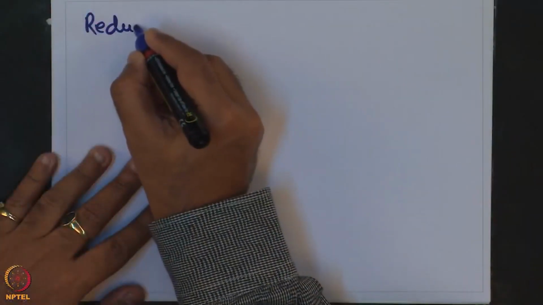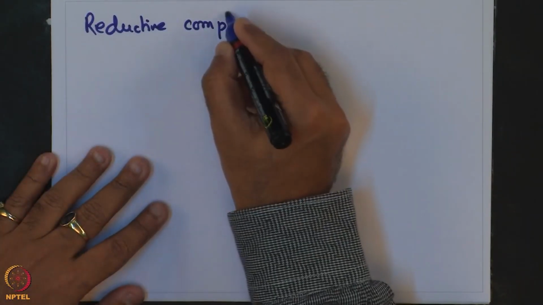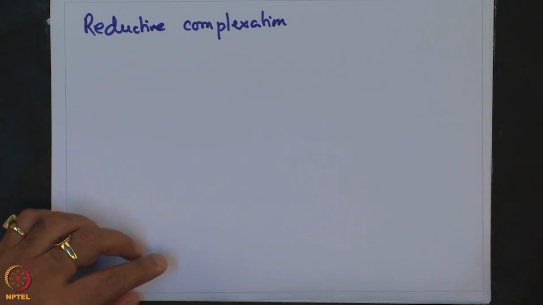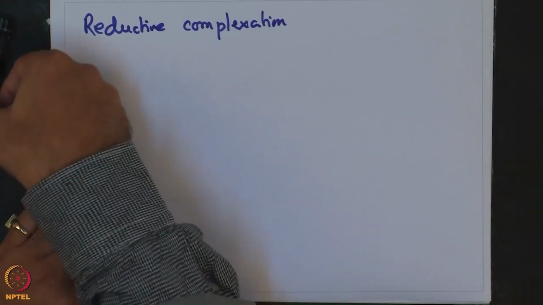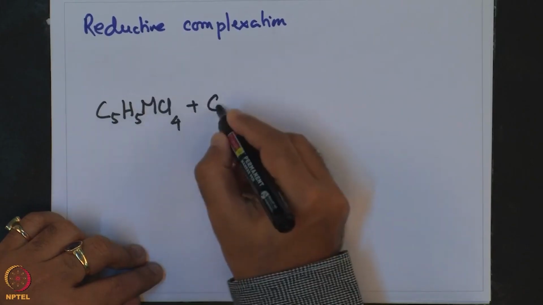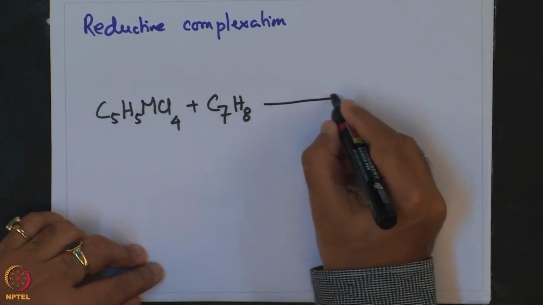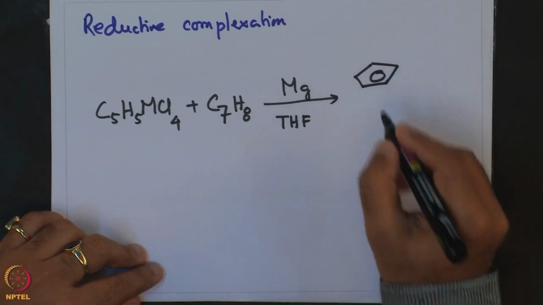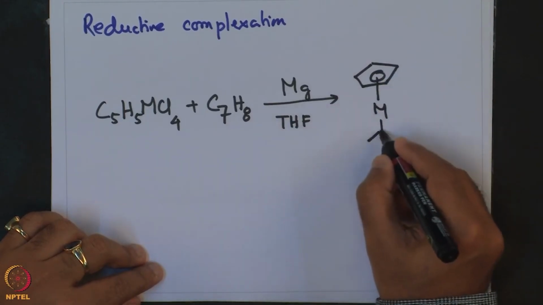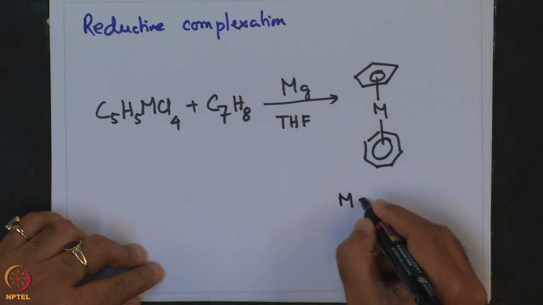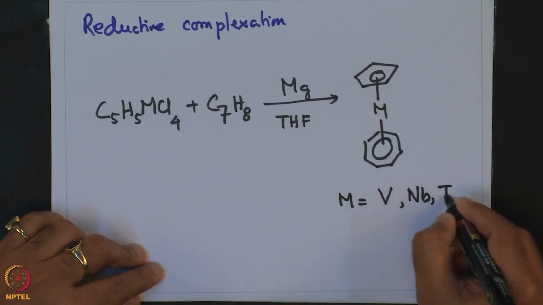Another interesting example of reductive complexation involves the reaction of C5H5 MCl4 plus C7H8 with magnesium and THF, giving CpM C7H7, where M equals vanadium, niobium and tantalum.